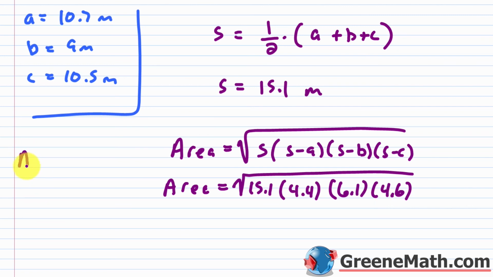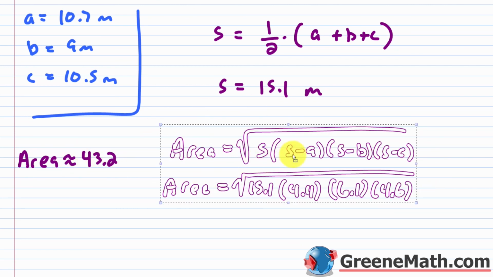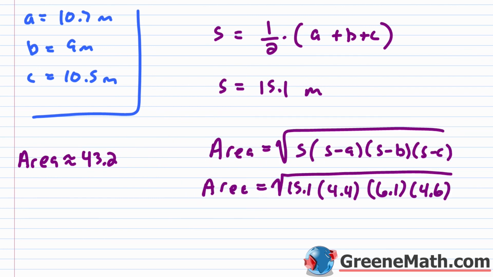Okay, so I'll say the area of that triangle is approximately 43.2. Okay, let me slide this down. Don't forget your units. You want to put meters squared, because if you had meters here, here, here, and here, you would have had meters to the 4th power. When you take the square root of that, you would get meters squared. Okay, so that's where that comes from.